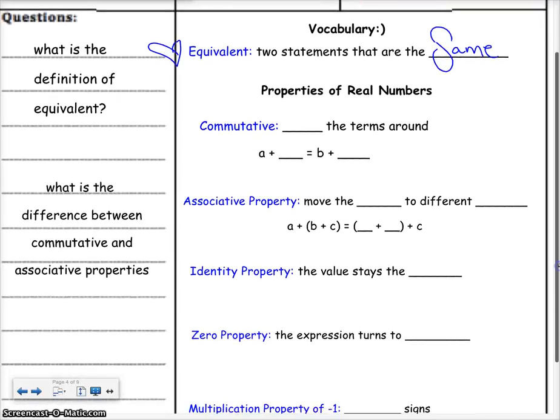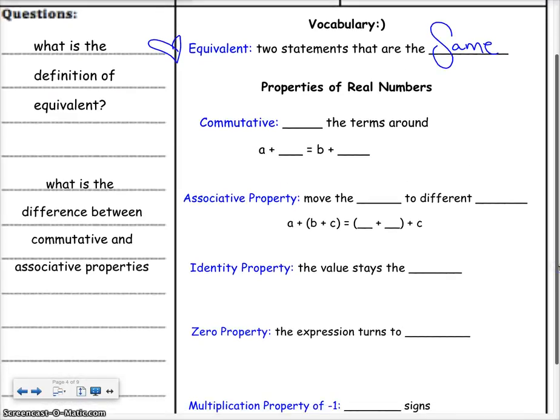And here are the properties. Maybe you remember them from the pre-test. We have commutative, associative, identity, zero, and the multiplication property of -1. That's more 8th grade level. Commutative is flipping. It's when you flip. A plus B equals B plus A. That's the algebraic expression. Or 3 plus 5 equals 5 plus 3 is numerical. So commutative is flipping.